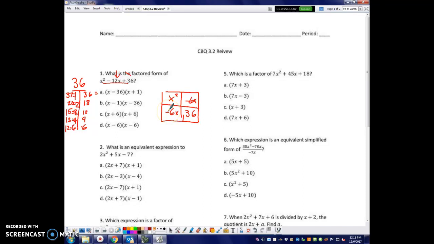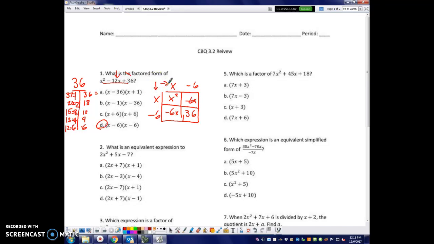Then we see what we can take out. What do these have in common? They have an x. What do these have in common? They have an x. Then x times what will give you negative 6x? Negative 6. X times what will give you negative 6x? Negative 6. Double check. Negative 6 times negative 6 is positive 36. So your answer is x minus 6, x minus 6, because that's what we had here and here.